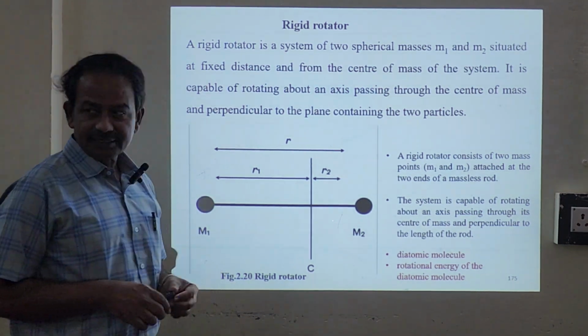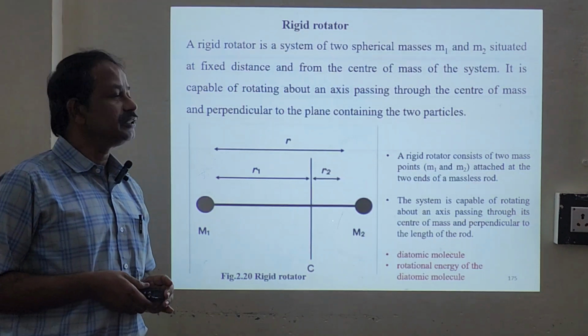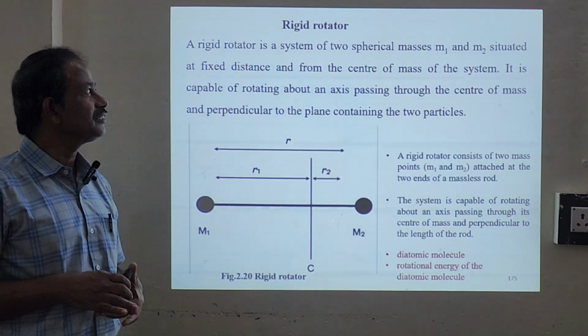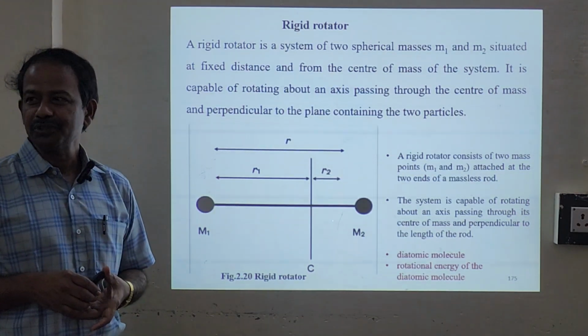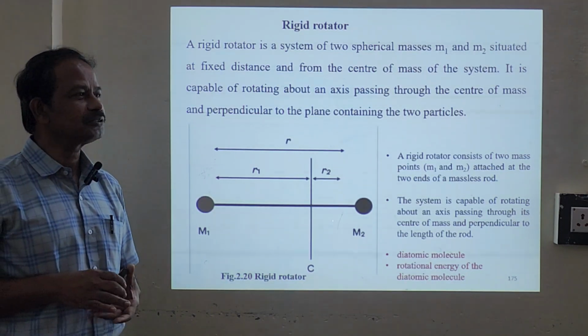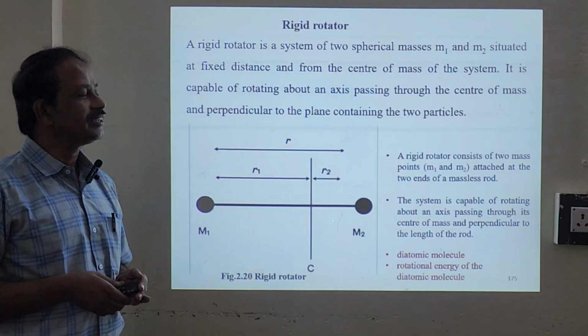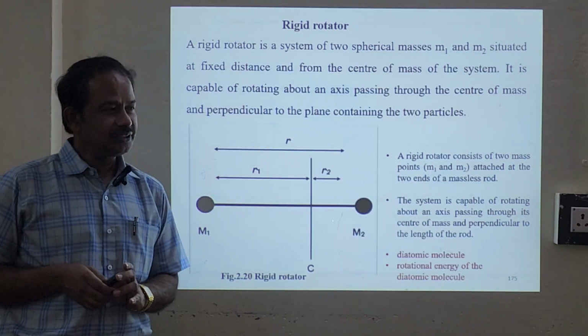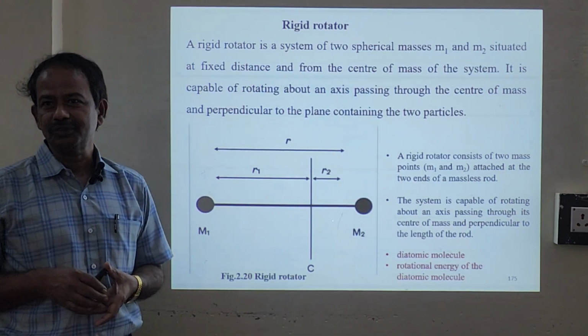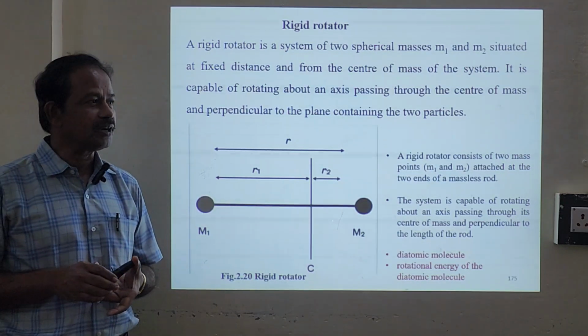So today we are going to discuss the rigid rotor, or rigid rotator. Both are the same. In some books you may find rigid rotor, and in other books you may find rigid rotator. This is a three-dimensional model, and it is a continuation of our models.